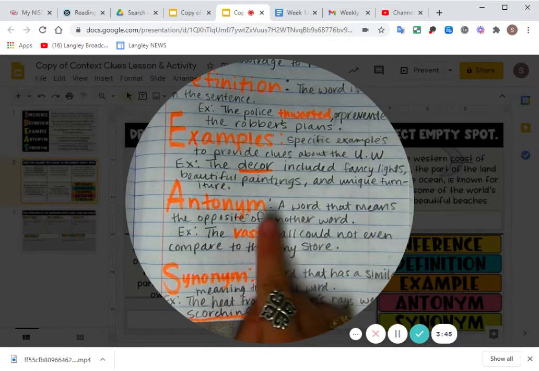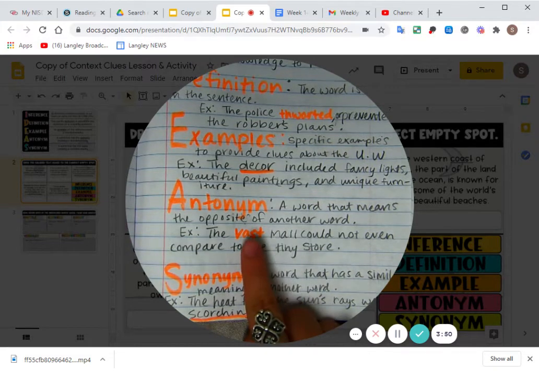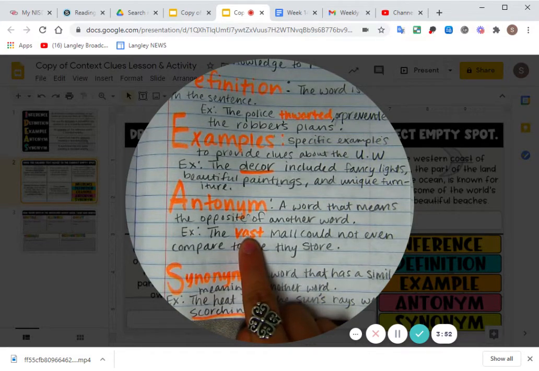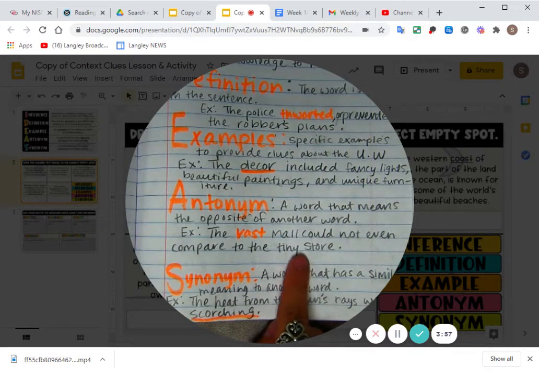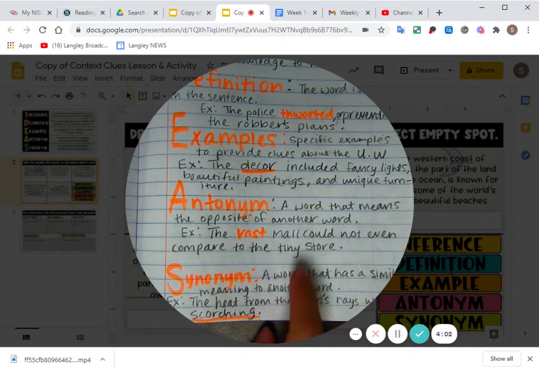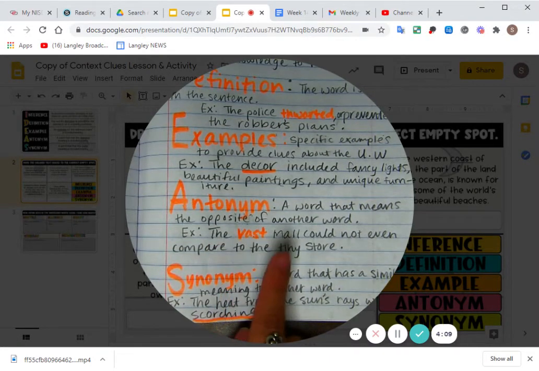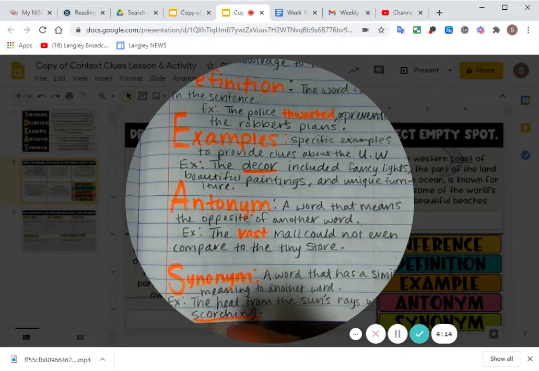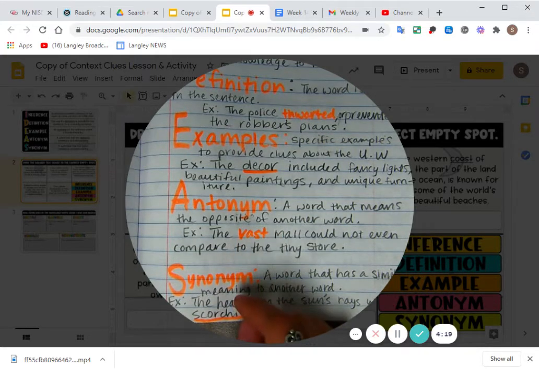So if we're looking for an antonym, a word that means the opposite of the other word, tiny, what do we think the word vast, this unknown word, what do we think that might mean if we're looking for the opposite meanings? So tiny, what's the opposite of tiny? Big, huge, endless, right? Those are all words that we could say that have opposite meanings from tiny. So let's try huge. The huge mall could not even compare to the tiny store. Good. All right. So vast, I think probably means like huge or big.